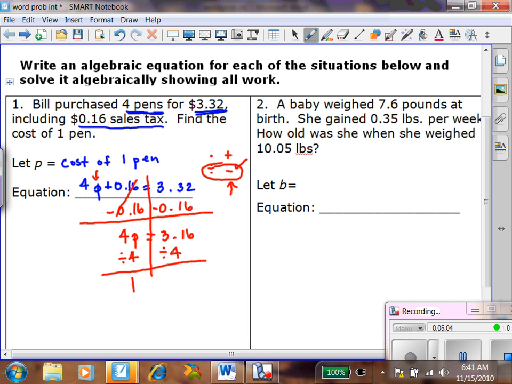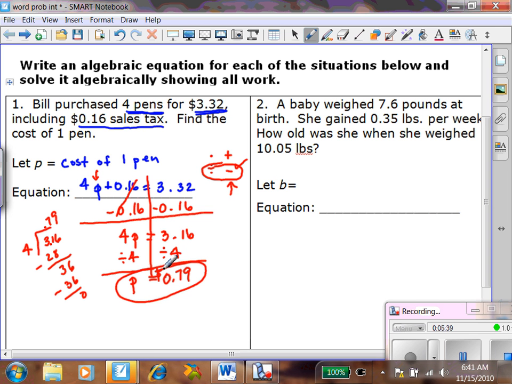And then I get P over here, and that's going to equal, I don't know, let's divide it out. Bring my decimal point up. 31 divided by 4: 7 times 4 is 28. Subtract, there's 3 left over. Bring down the 6. 4 times 9 is 36, and that goes evenly. So I have an answer of 79 cents. And there you go. P is equal to 79 cents. So the cost of 1 pen is 79 cents.